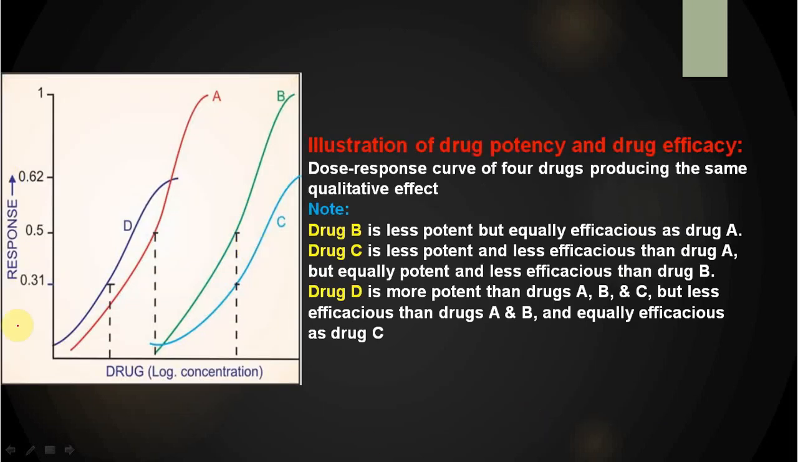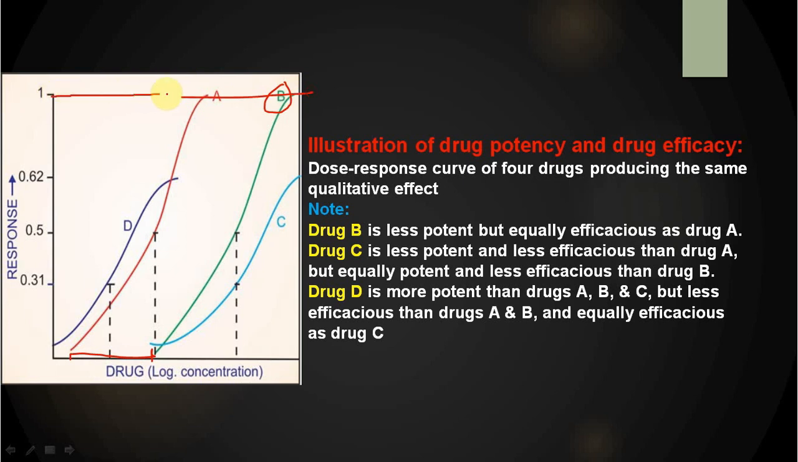This is the dose response curve of four drugs. If we observe it carefully, we can see that B is less potent but equally efficacious as A, because the dose of drug required to produce the response is more in case of B as compared to A. Therefore, potency of B is less than that of A, but both produce equal response.